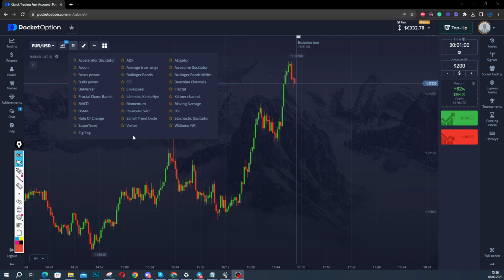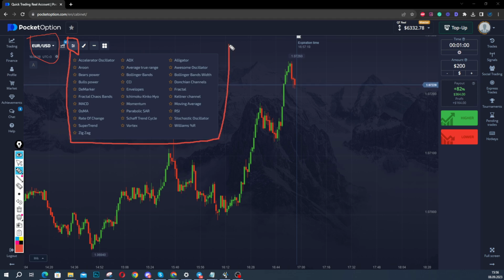So let's get started here. I have chosen the EUR/USD because this is my main trading pair where I'm trading on Pocket Option. And if you click here next to it, you see this button, there are different indicators available.